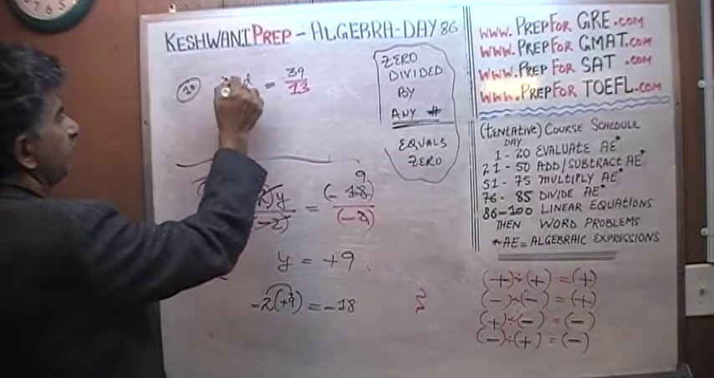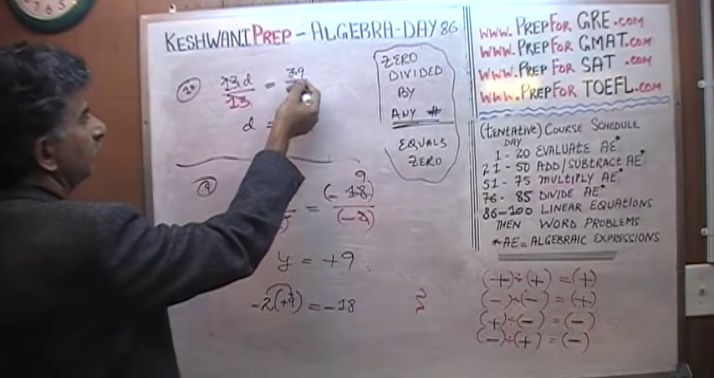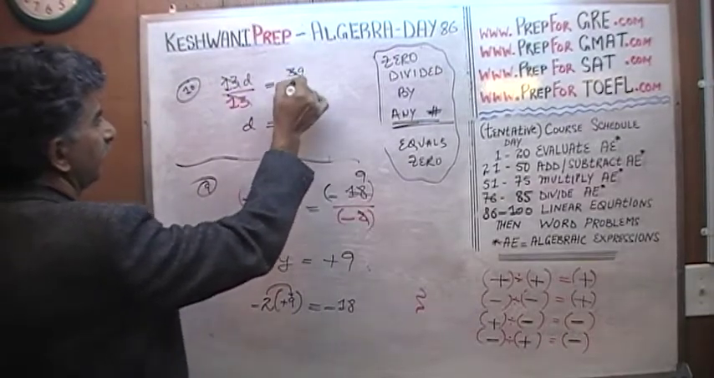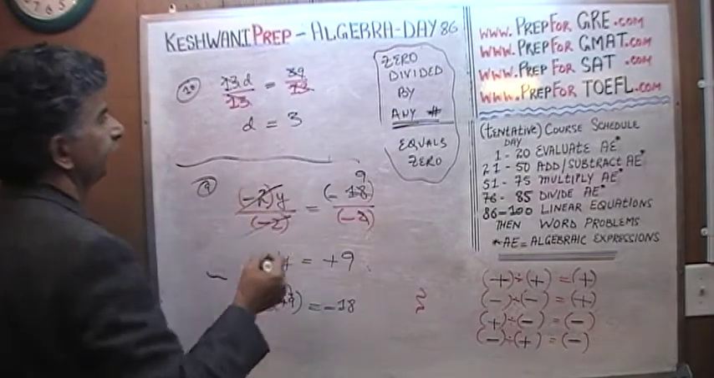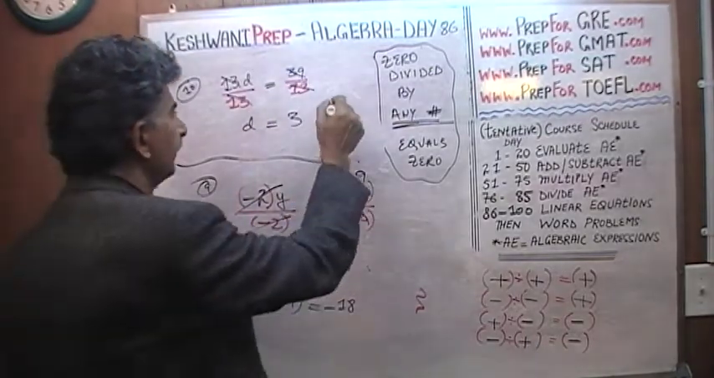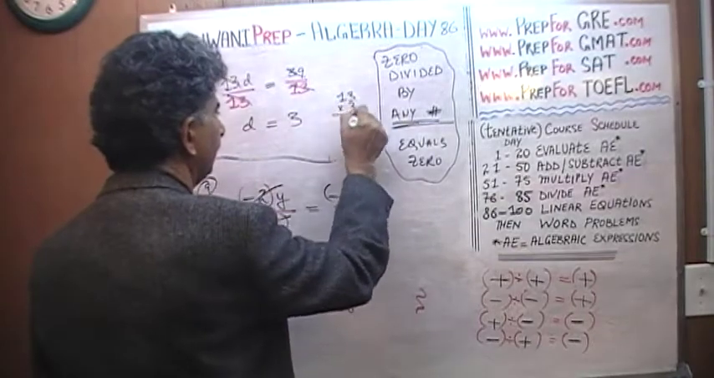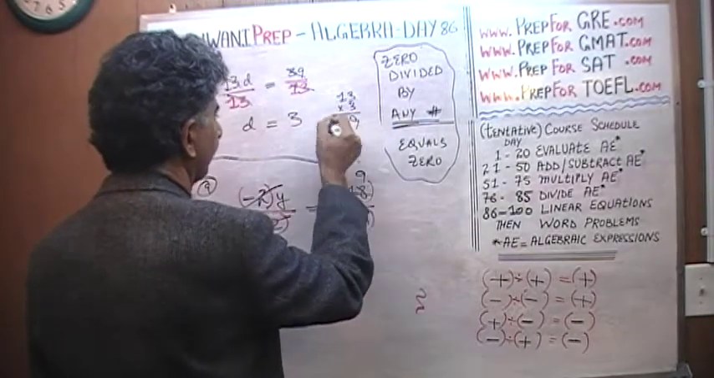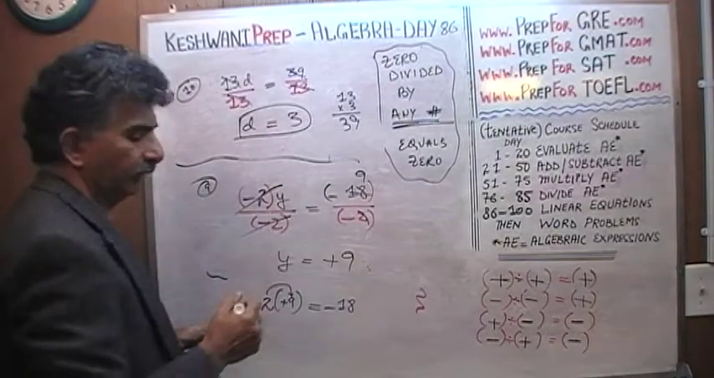So 13 divided by 13 cancels out, and d equals 39 divided by 13. 39 divided by 13 is 3. Check: 13 times 3, 3 times 3 is 9, and 39. See? d equals 3. That's your answer.